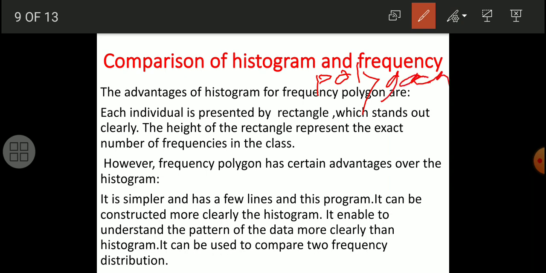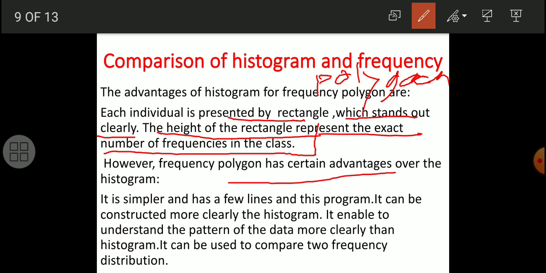The advantages of the histogram over the frequency polygon are, which are the advantages of the histogram? Each individual class is represented by a rectangle, which stands out clearly. The height of the rectangle represents the exact number of frequencies in the class. However, the frequency polygon also has certain advantages over the histogram, isn't it?